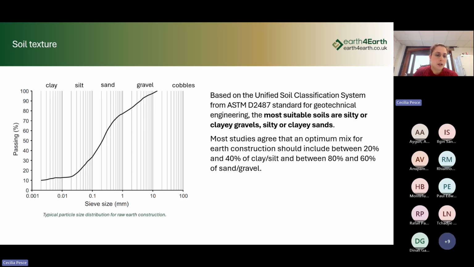This is an ideal particle size distribution of a soil applied in earth construction, but again, the particle size distribution needs to be studied case by case, based mostly on the application. In general, a soil suitable for raw earth construction has between 20 and 40% of clay and silt fraction. But this depends again on the application really.